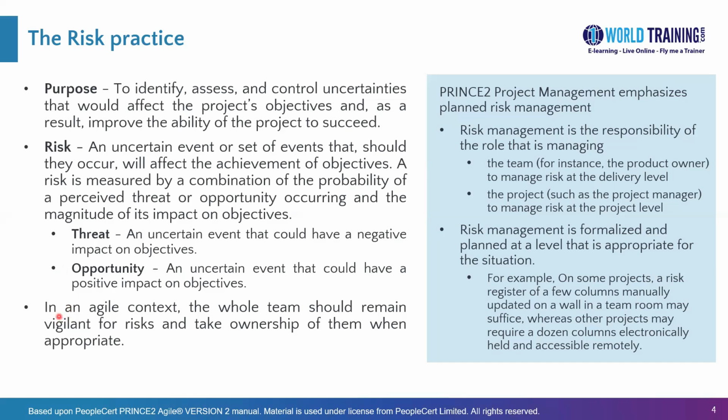In an agile way of working, everybody should remain vigilant for risks and take ownership of them when appropriate. Of course, the delivery team will manage their own risks, but if the risks are concerned with the project as a whole, they need to be informed to the project manager. And if any delivery risk is a key one, that also needs to be informed to the project manager so that it can be assessed whether it should be in the project risk register.